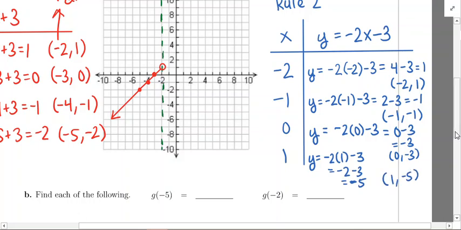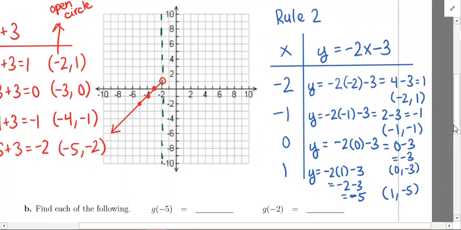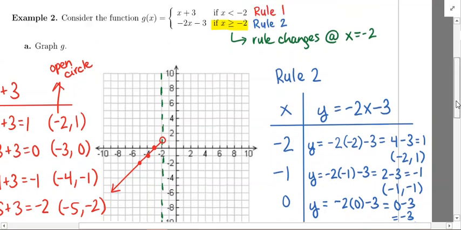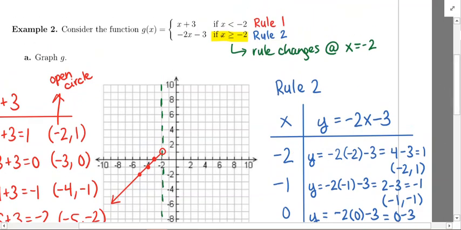Before we can plot these out, we have to check where the rule changes. That's the first point, based on how we do this. So for rule 2, was it legal to plug in x equals -2? Look at your if condition. If x is greater than or equal to -2, yes, you can plug in -2 because of the greater than or equal to. So -2, 1 is going to be a valid point. This is going to be a closed circle.